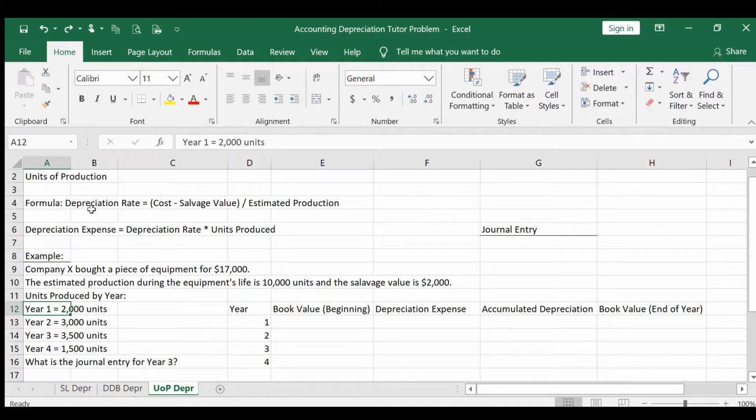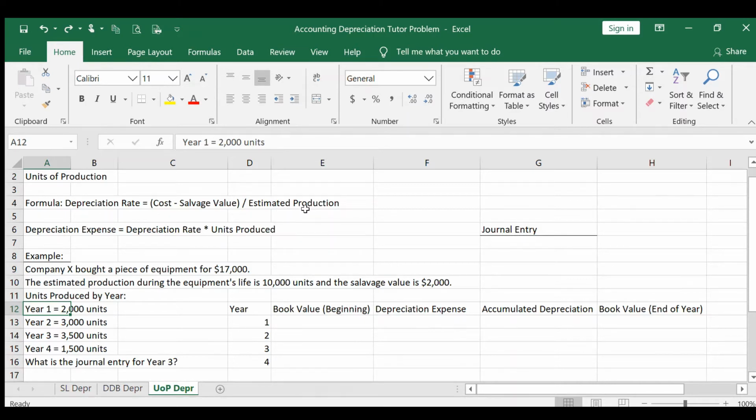So the first thing we need to discover in our units of production is our depreciation rate. And we do that by determining our cost minus our salvage value. So this is very similar to what we would do if we were doing a straight line or double declining balance problem. The different part is that instead of dividing it by its useful life, we're going to divide it by its estimated production value.